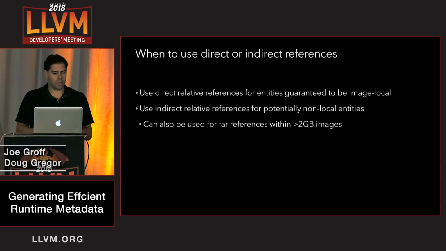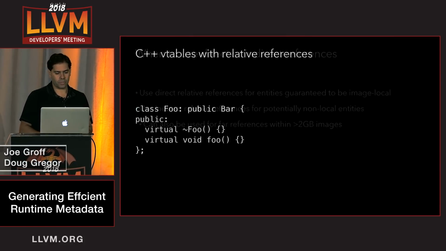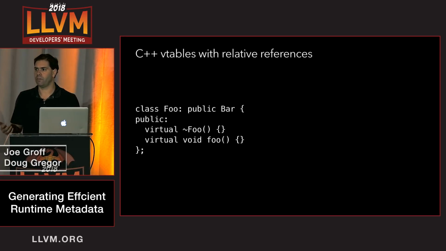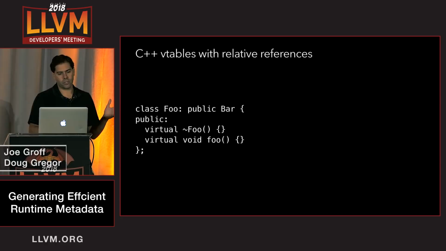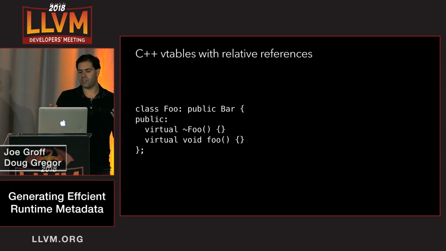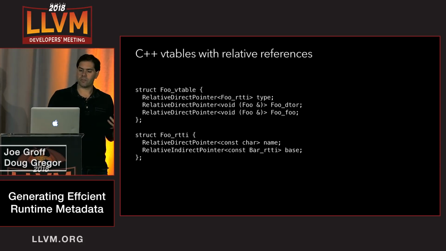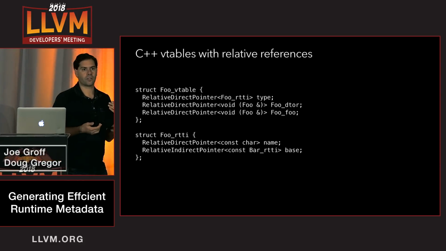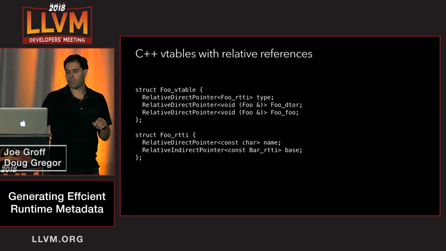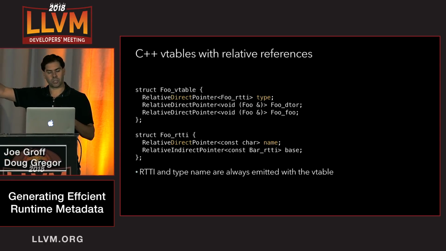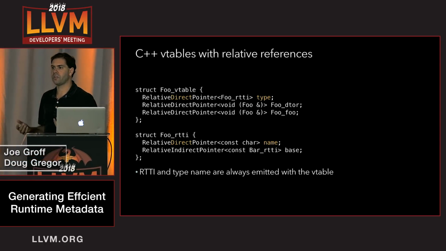So now that we have both the direct and indirect references, let's go ahead and walk back to our C++ vtable example and talk about where we'd use each one of them and why. So again, here's our class foo. It just has one base class and a couple virtual functions in it. And so we're going to lay out the foo vtable, and we see we have a mix of direct and indirect pointers in these data structures. So we're going to use direct pointers for the RTTI structure here, the second struct, and also the type name.